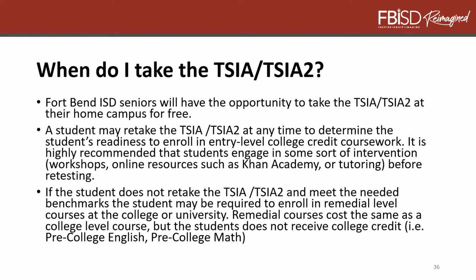If the student does not retake the TSI II and meet the needed benchmark, the student may be required to enroll in remedial level courses at the college or university. Remedial level courses cost the same as college level courses, but the student does not receive credit for these courses. Some colleges may allow the student to enroll in pre-college English and college English at the same time. The pre-college English class would be used as a support course for the college English course. Same thing applies for mathematics. Just depends on the college or university.